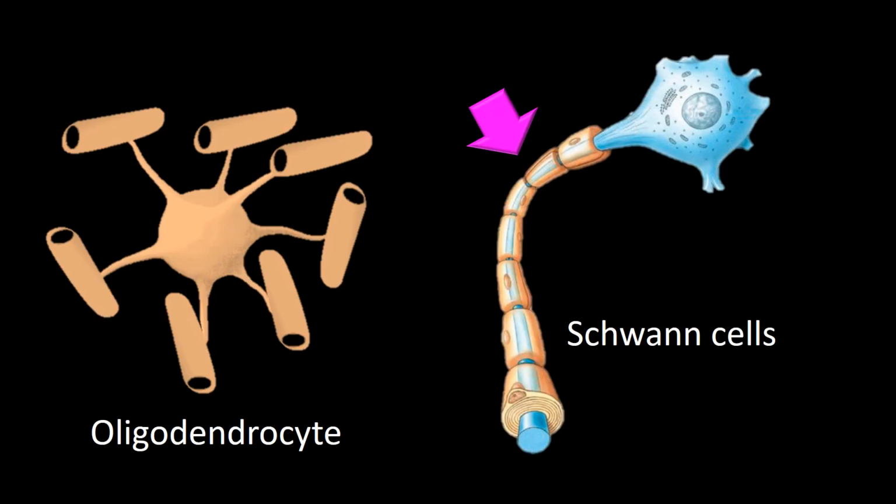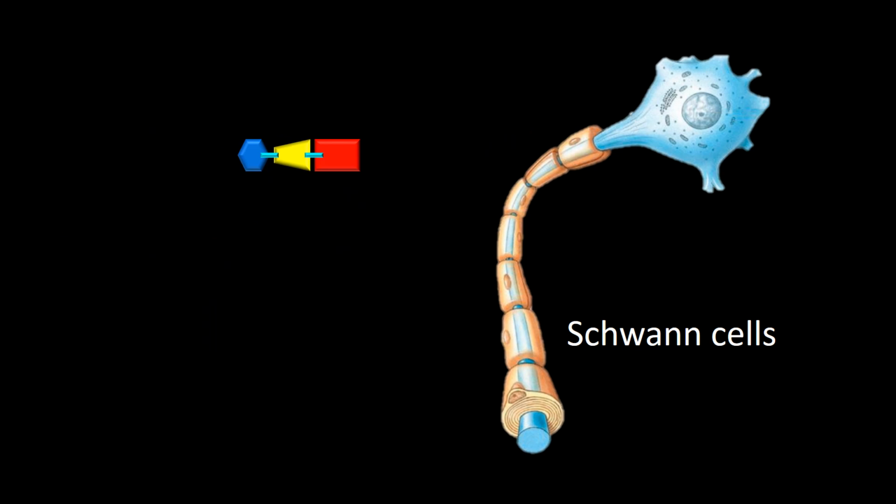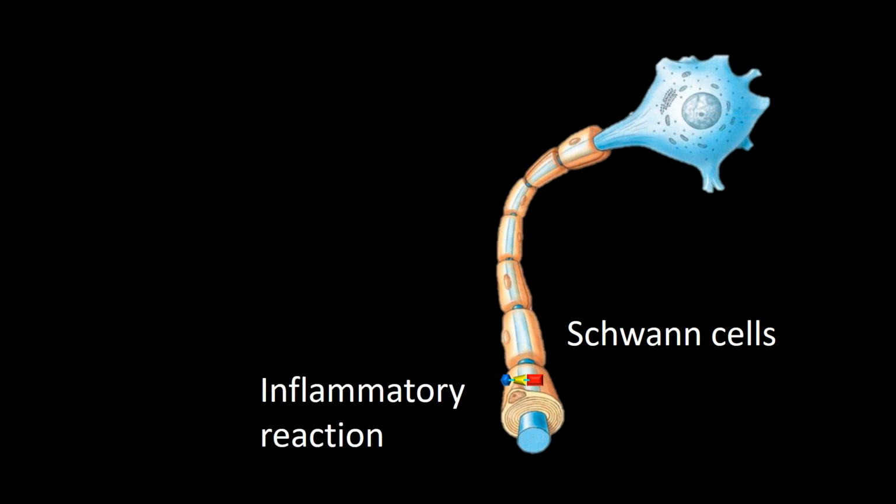In the peripheral nervous system, in the Schwann cell, we see a similar event. Here I have represented psychosine. The accumulation of psychosine in the Schwann cell produces an inflammatory reaction leading to peripheral nerve demyelination.